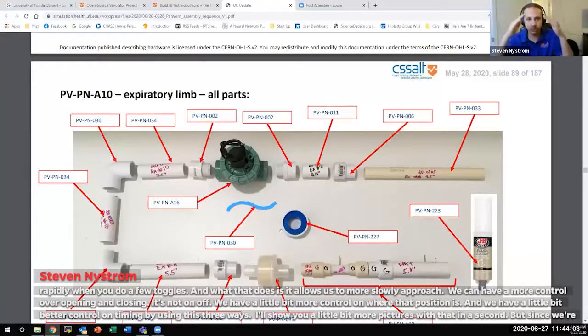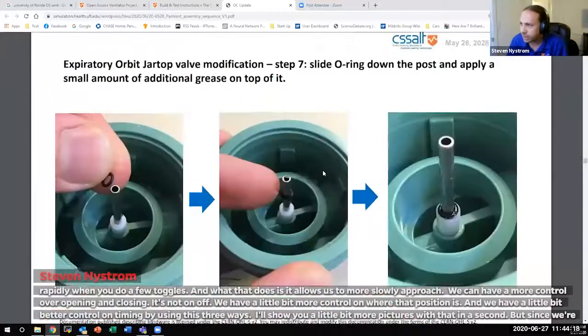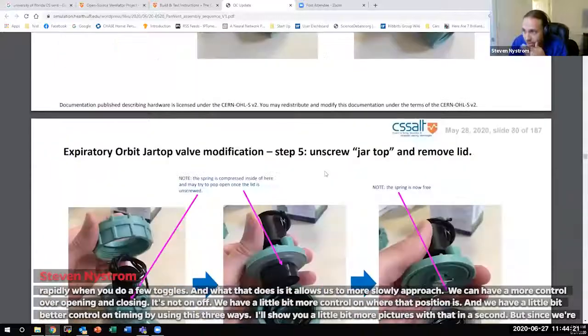We can do a few toggles. And what that does is it allows us to more slowly approach. We can have more control over opening and closing. It's not on-off. We have a little bit more control on where that position is, and we have a little bit better control on timing by using this 3-way valve. I'll show you a little bit more pictures with that in a second.